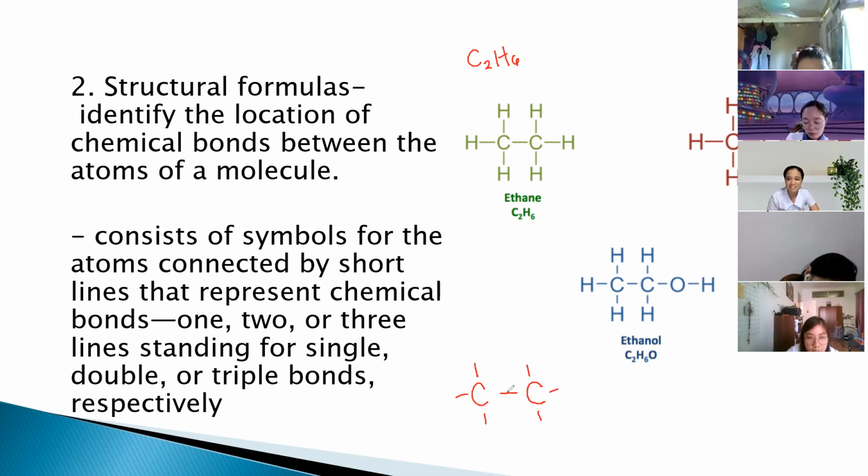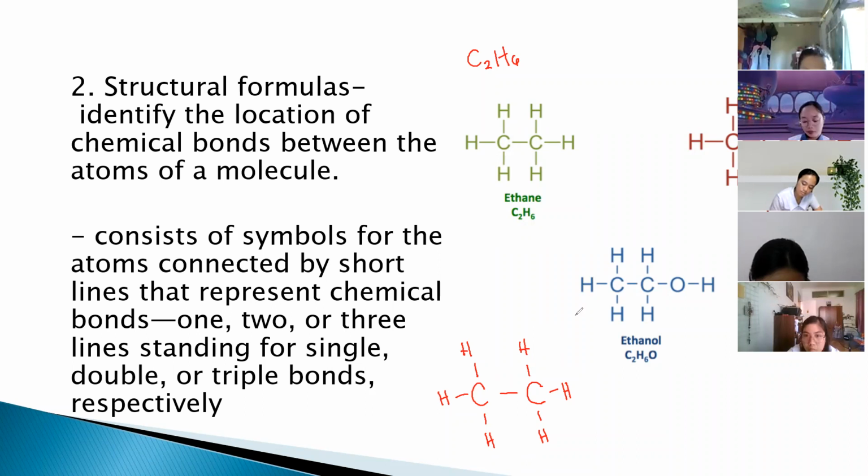So since one of the bonds has been taken due to the carbon-to-carbon bond, the rest will be for the hydrogen. So this is the structural formula of our ethane. The remaining electrons of carbon will now be for the hydrogen. When you make a structural formula, start with the carbon-to-carbon bonding.